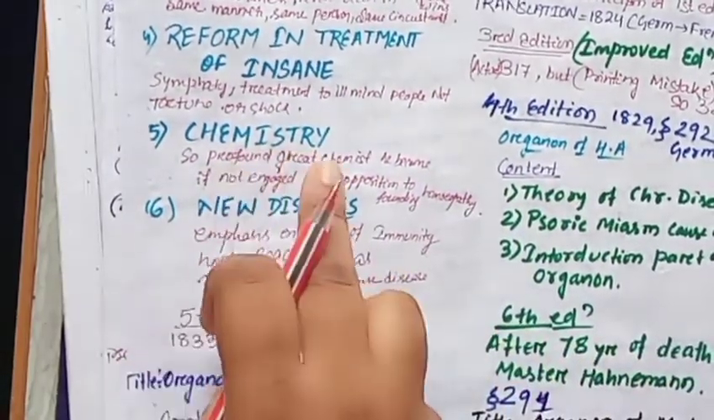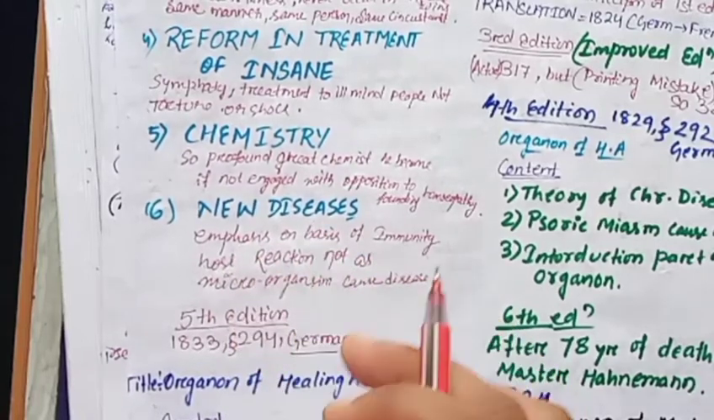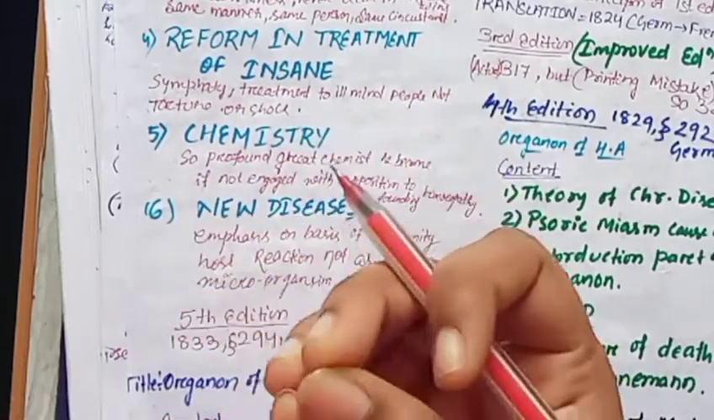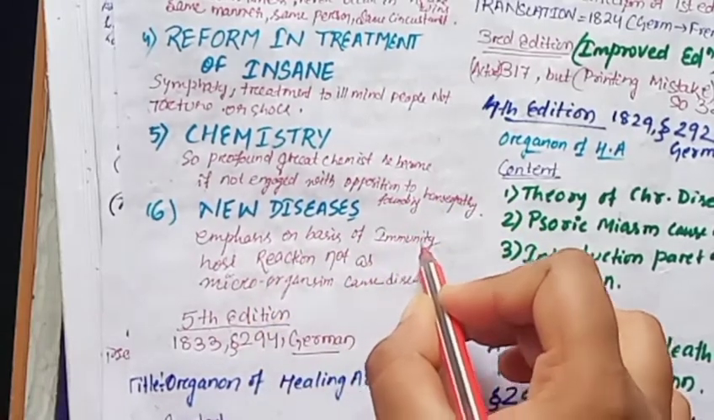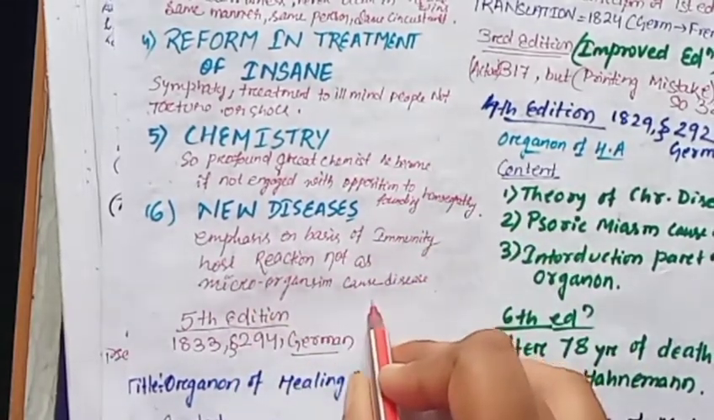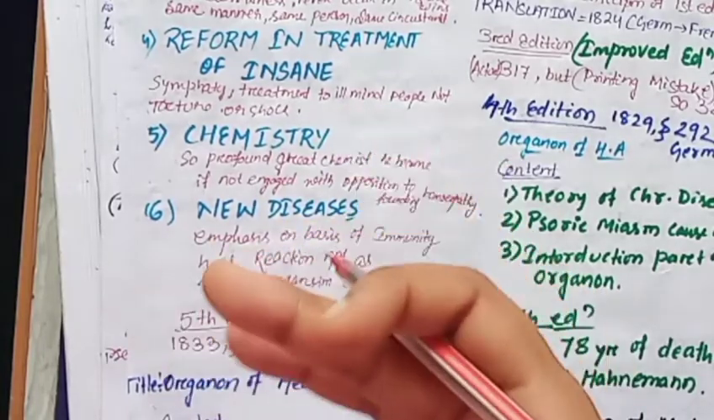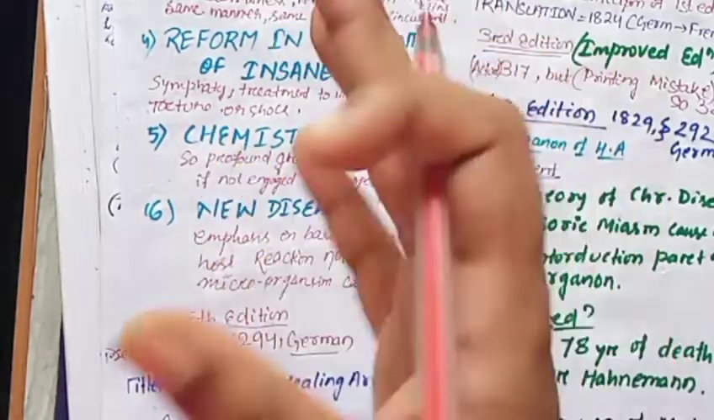So under this heading you also write new diseases. He described that disease is caused due to loss of immunity, placing emphasis on the basis of immunity, not on the basis of microorganisms, which was the method treated as standard in society before.